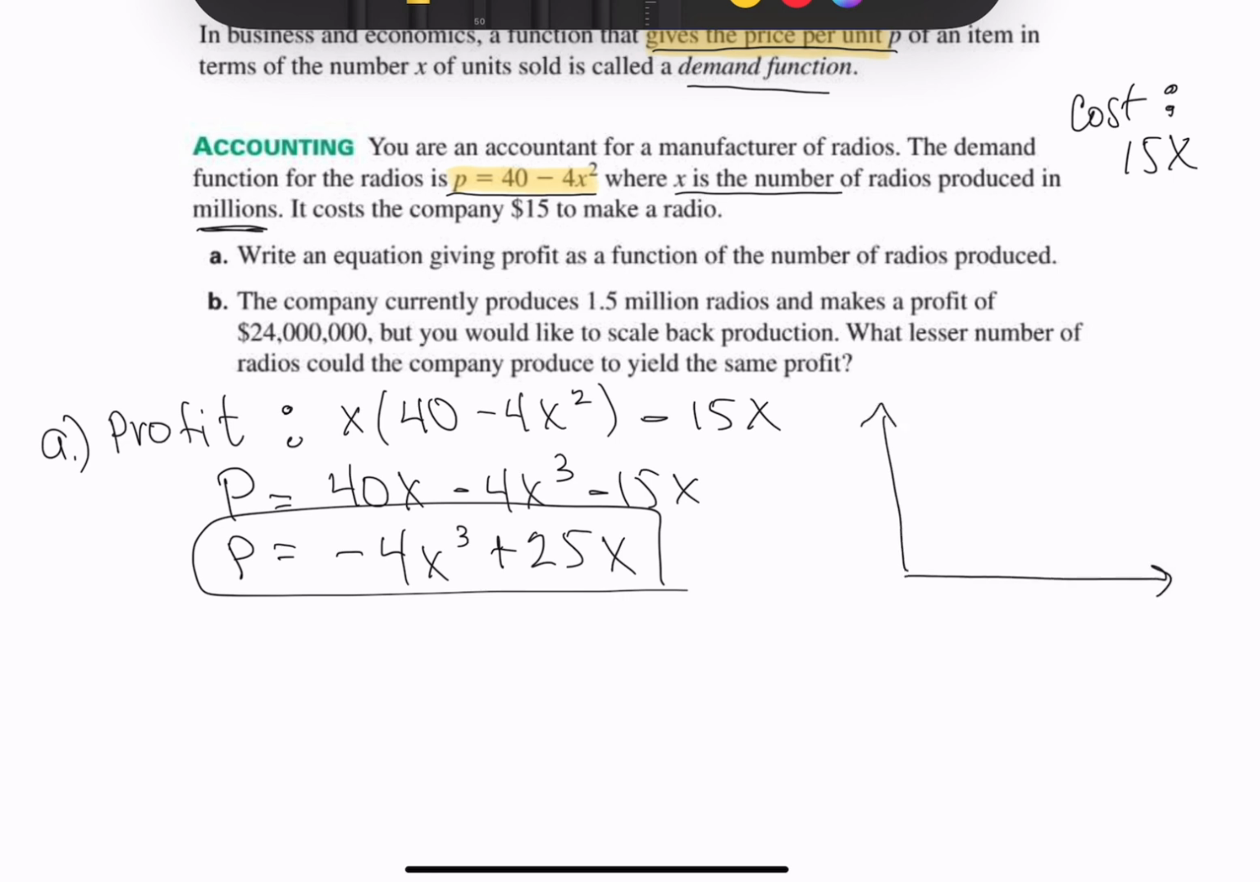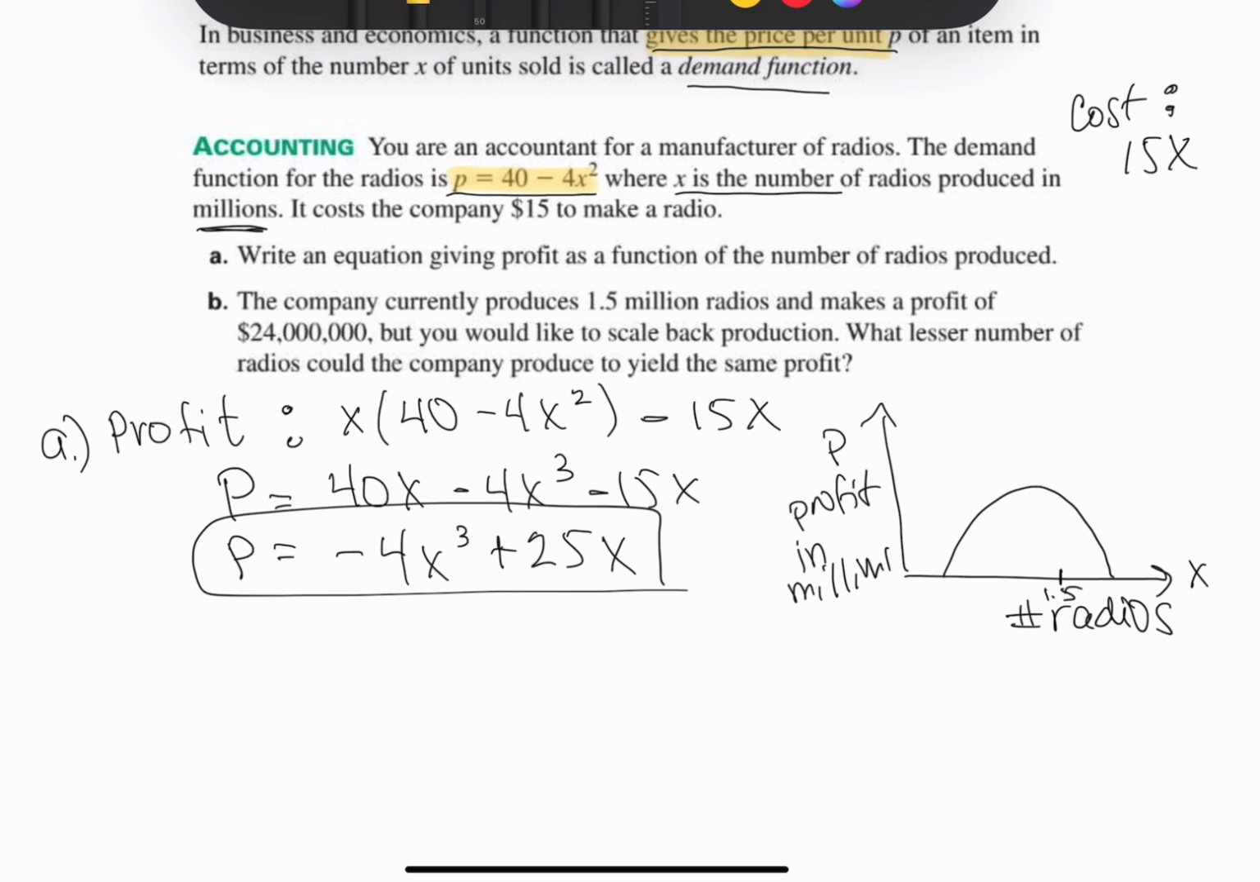So we know that X is the number of radios, and we know that P is the profit in millions. So I don't really know what my graph looks like, but I know that I'm not producing any negative radios. So let's just pretend it looks something like this. And I know that they currently produce 1.5. So let's pretend like 1.5 is here.